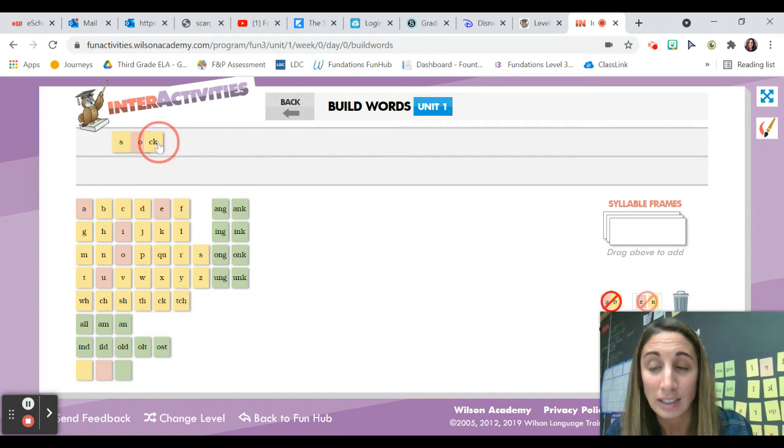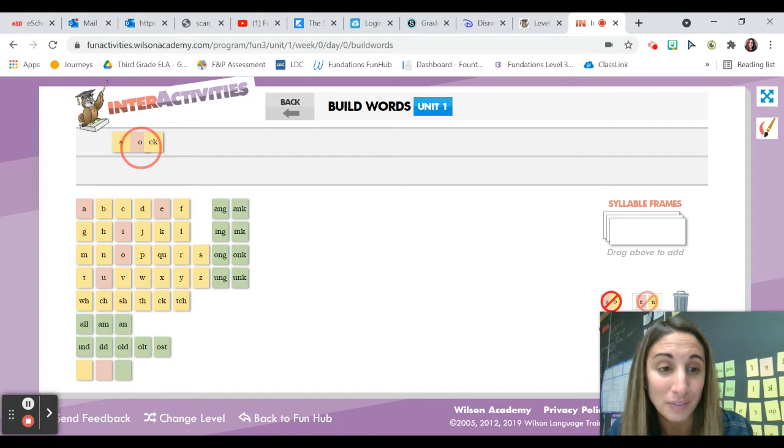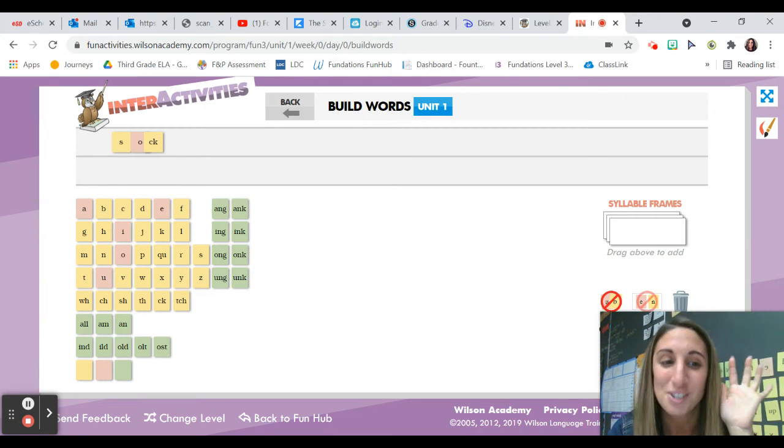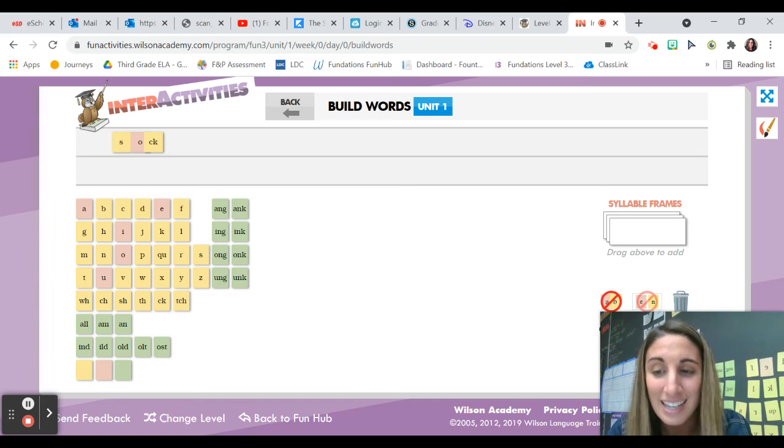CK can come right after a short vowel, okay? It only comes right after a short vowel, like sock, okay? So CK can only come at the end of a syllable if it follows a what? Short vowel sound, right.